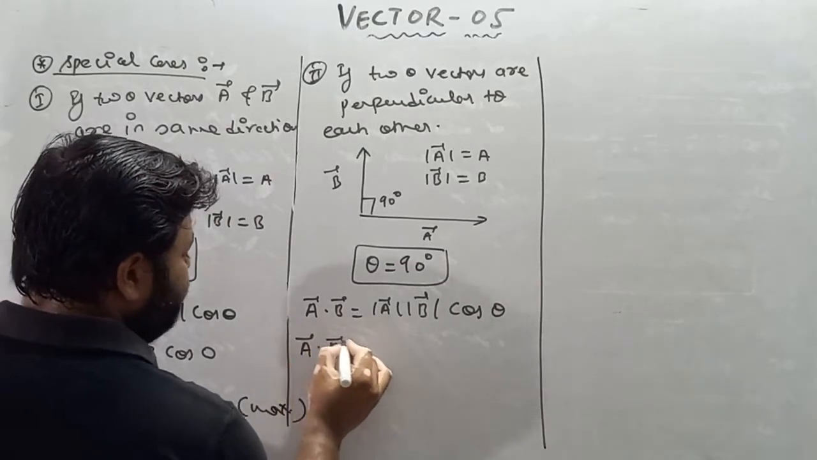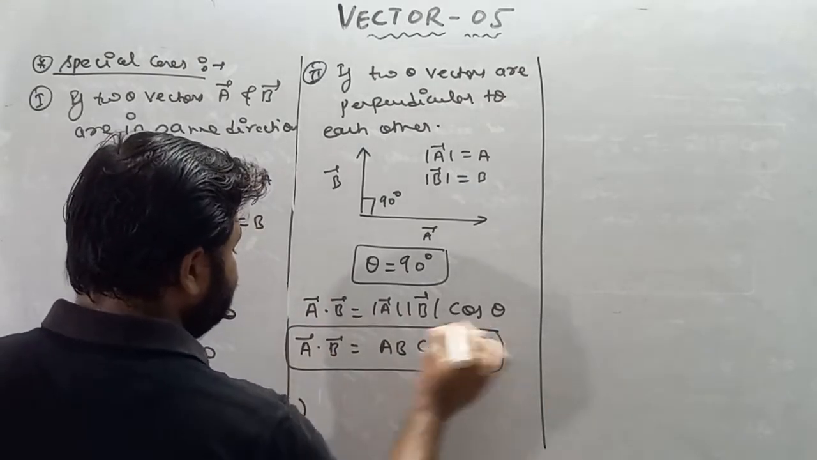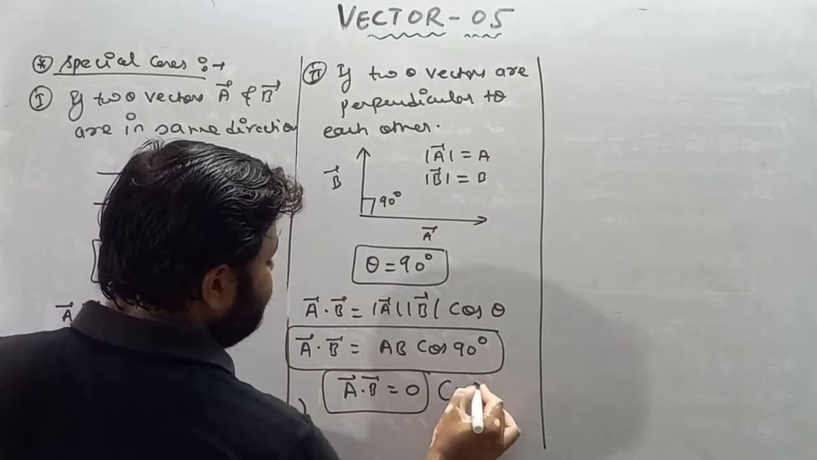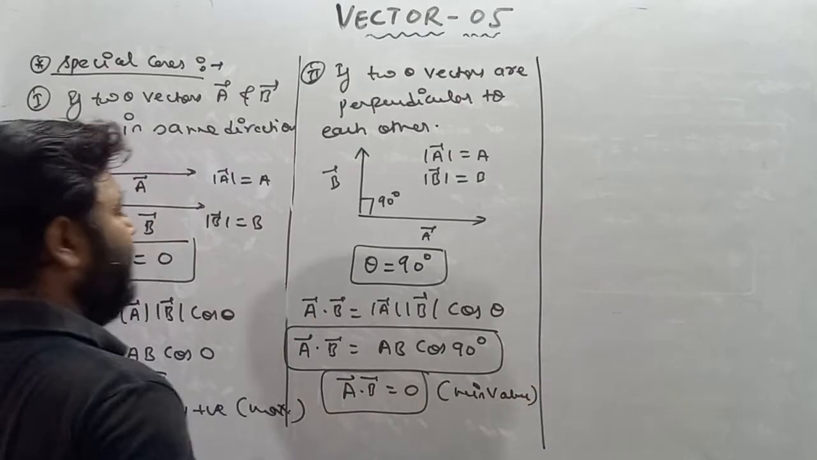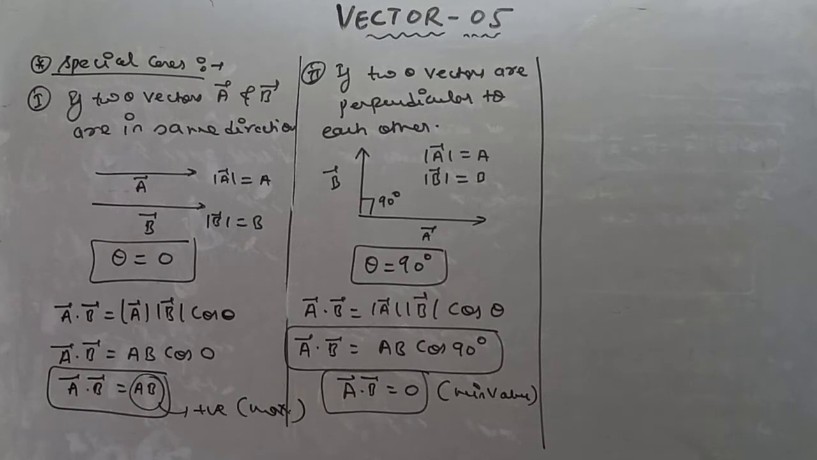So A dot B is equals to AB cos theta, means 90, and we know that cos 90 is 0. So A dot B becomes 0. This is the minimum value of dot product. So my dear student, remember this thing: if two vectors are perpendicular to each other, then their dot product is always equals to 0. We'll consider the minimum value of dot product between two vector is 0 if two vectors are perpendicular to each other.